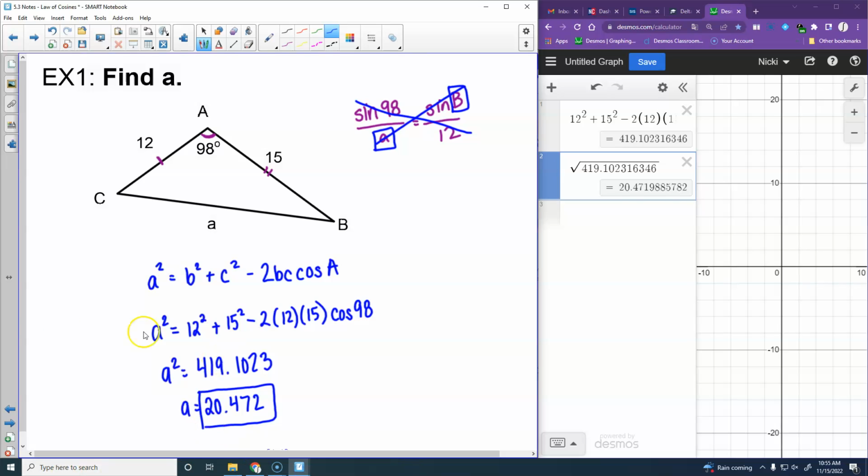Plus, this is simple to type into the calculator as well. The formula looks more complicated, but most students do better with law of cosines. Even though they're usually okay with law of sines as long as I don't throw an ambiguous case at them.